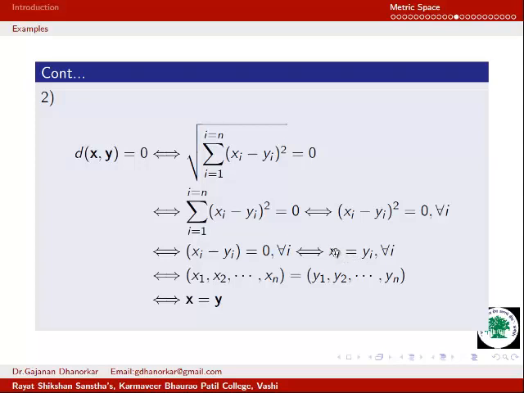Now for x1 equal to y1, x2 equal to y2, x3 equal to y3, we are getting this coordinate. x1 equal to y1, x2 equal to y2 means this whole n-tuple is equal to this n-tuple point. And this n-tuple point is nothing but our x vector, and this n-tuple point is nothing but our y vector. That means here d of xy is equal to 0. Then we are getting x is equal to y. This holds our second condition.